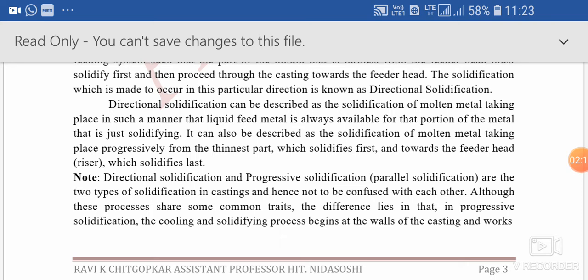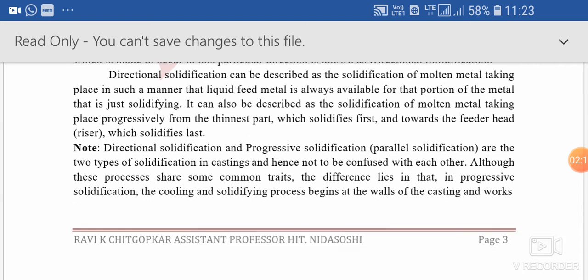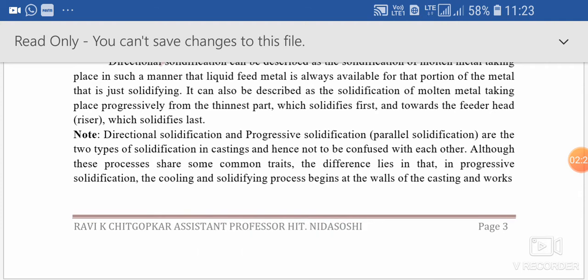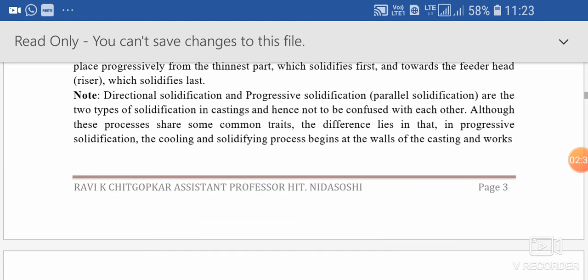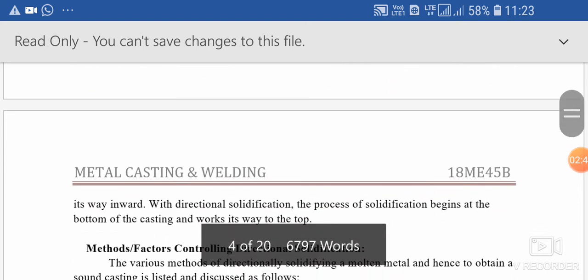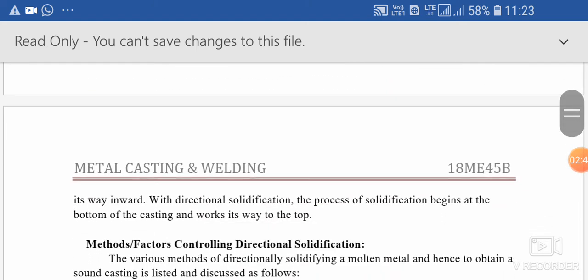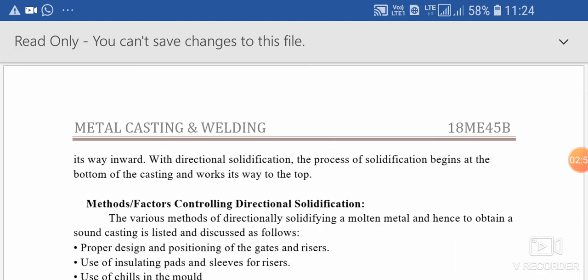Note that directional solidification and progressive solidification are two types of solidification in castings and hence are not to be confused with each other. Although these processes share some common traits, the difference lies in that in progressive solidification, the cooling and solidification process begins at the wall of the casting and works its way inward, while with directional solidification, the process begins at the bottom of the casting and works its way to the top.